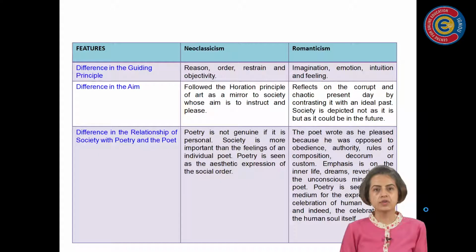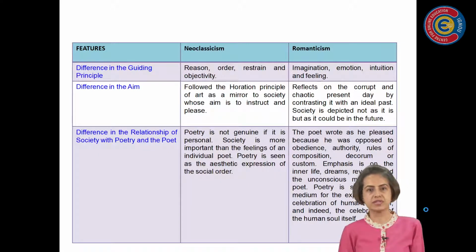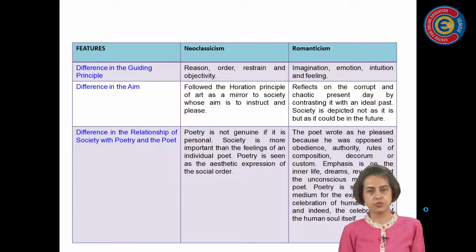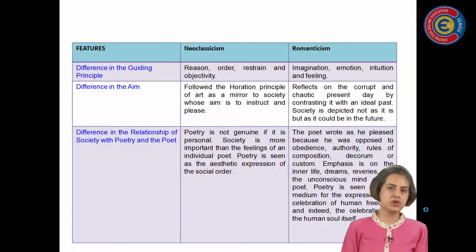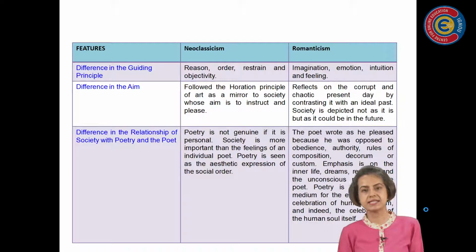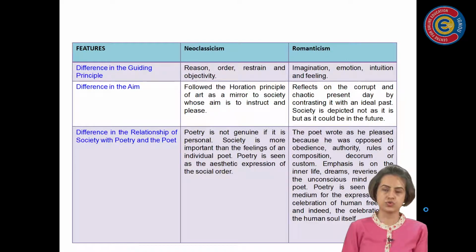Now, when we talk about the difference in the relationship of society with poetry and the poet, in Neoclassicism, we'll see that poetry is not genuine if it is personal. Society is more important than the feelings of an individual poet. Poetry is seen as the aesthetic expression of the social order.